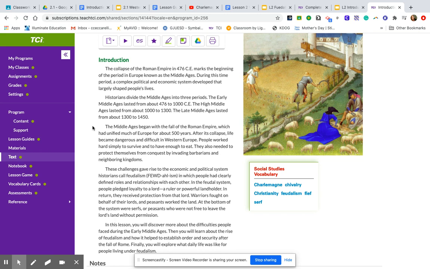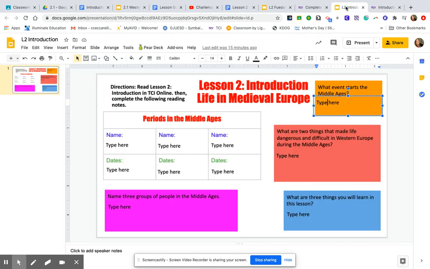Good. Now that you found the answer in the text, let's go to your notes and, using your own words, answer: what are two things that made life dangerous and difficult in Western Europe during the Middle Ages? Again, backspace the type here and rewrite your sentence using a complete sentence and using words from the question in your answer. Remember to pause the video at any time.